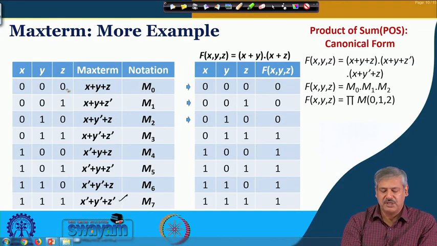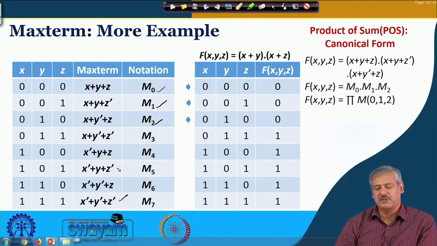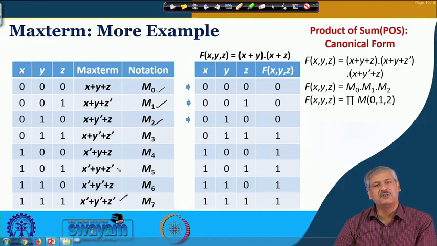And location wise, x, y, z 0, 0, 0 has decimal equivalent 0, 0, 0, 1 has decimal equivalent 1, 0, 1, 0 has decimal equivalent 2. So, you have got Maxterms M0, M1, M2 up to M7.